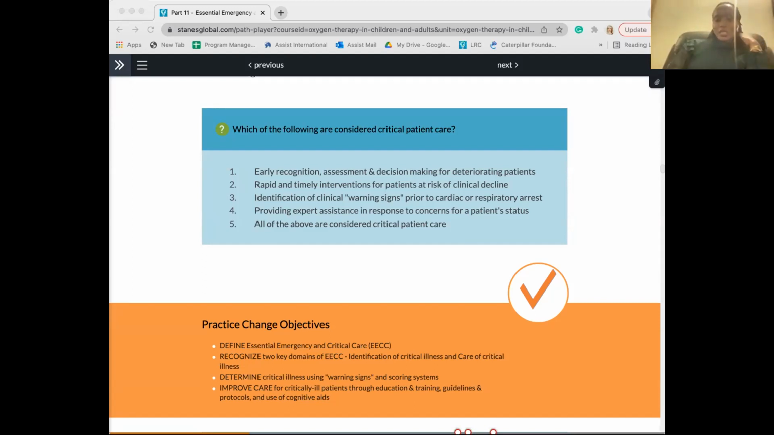So majority are towards all of the above. Yes, in critical care, early recognition is important. Timely interventions, because you need to act quickly, so you need to be time sensitive. Identifying warning signs, provide expert assistance in response to concerns. So all of the above are important and considered in the management for critical patients.